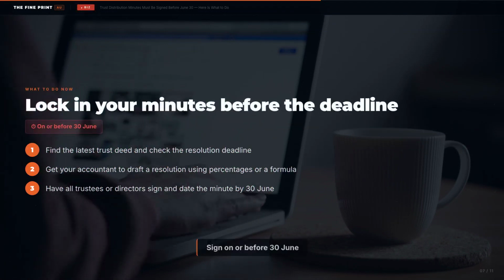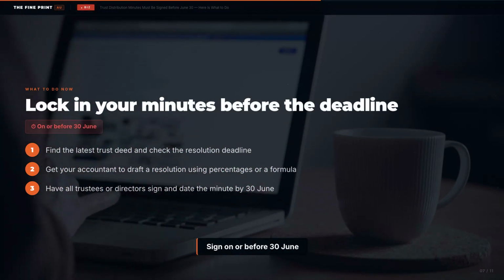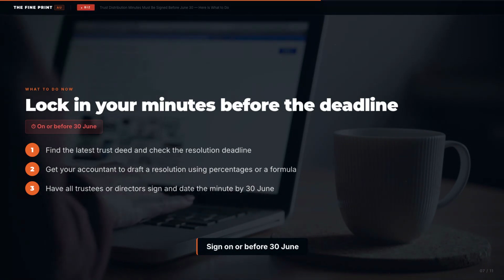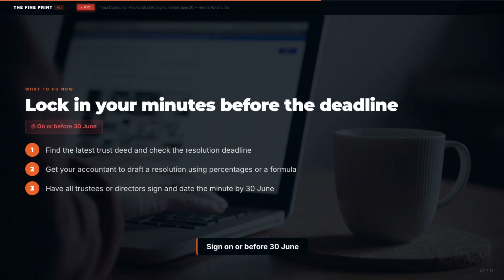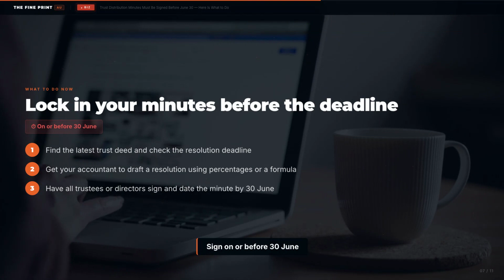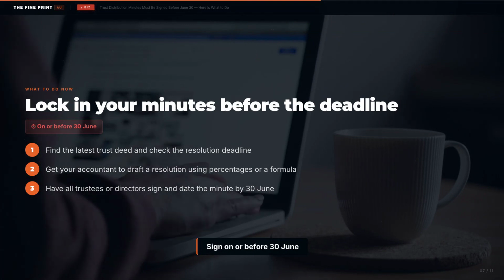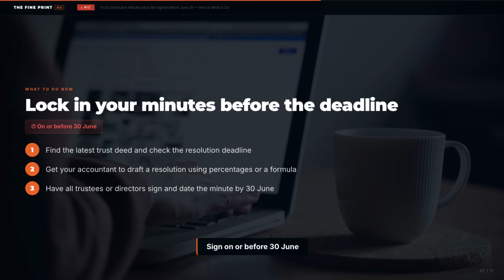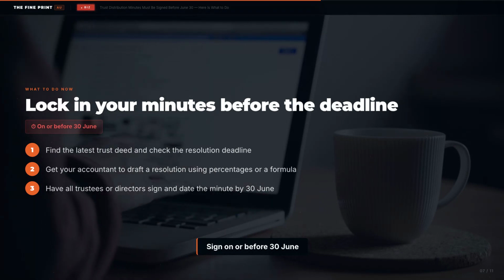Three moves. Fast. One, dig out your latest executed trust deed and confirm the deadline, because some deeds demand an earlier date than 30 June. Two, ask your accountant to draft a resolution using current year estimates, percentages, or a cascading formula so you are not stuck waiting on final numbers. Three, hold the trustee meeting and make sure everyone signs and dates the minute on or before 30 June. Then store it with your records.